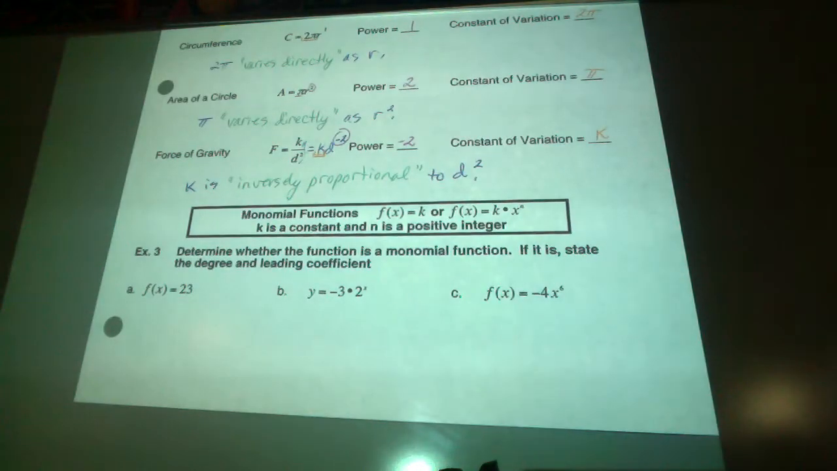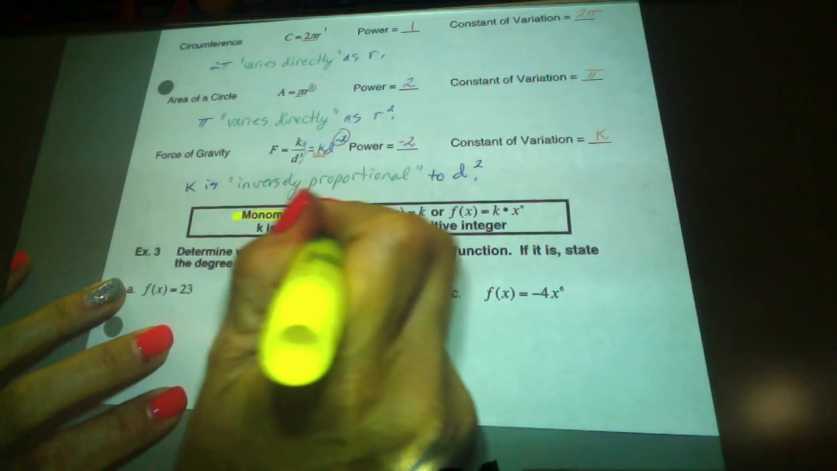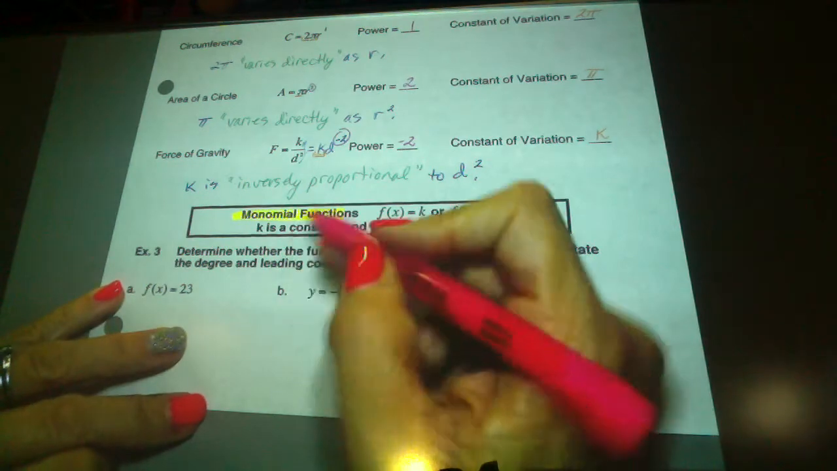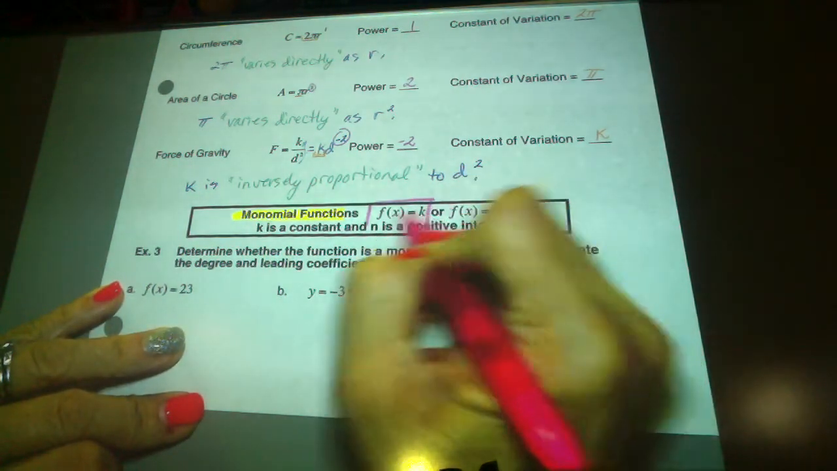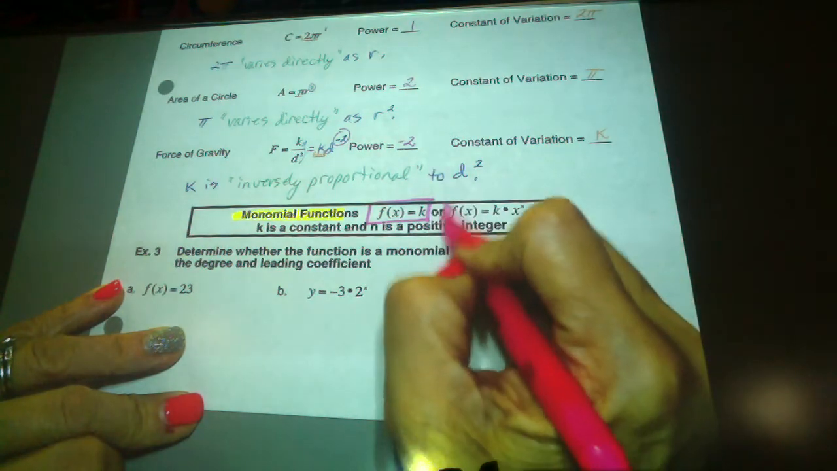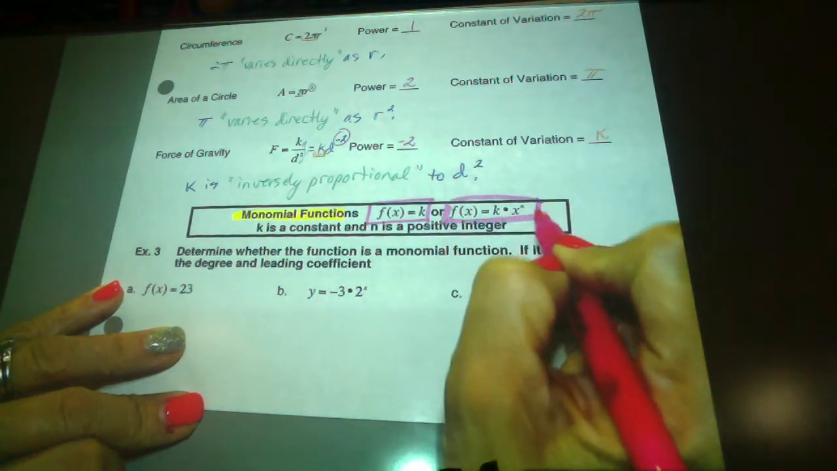All right, so then we come to monomial functions. Some power functions are monomial functions, not all. There are two forms that a monomial function can be in: f of x is equal to k. Remember, k was a constant of variation. Or f of x is k times x to the n.